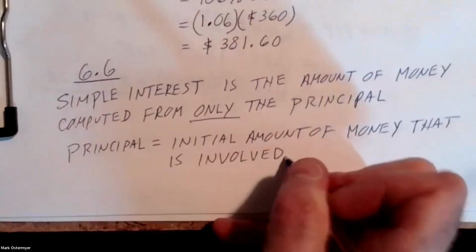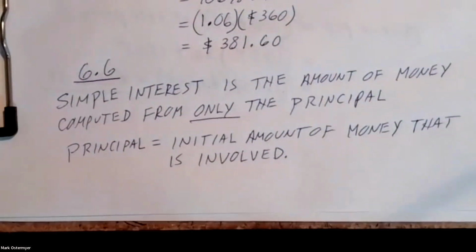Now, let me give you an example. For instance, if you go down to the local bank and you deposit $5,000 into a certificate of deposit because you want your money to earn you some interest, that's called investing your money, ladies and gentlemen. Well, the principal is $5,000. That's the initial lump sum of money you put down into the account.